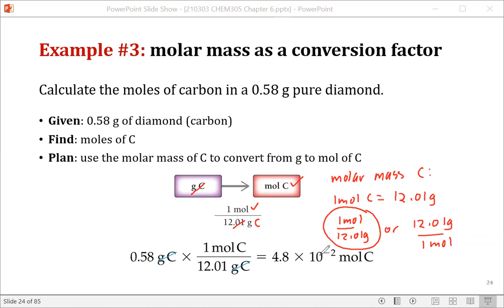So then when we set this up, 0.58 grams of carbon times 1 mole divided by 12.01, you can see our grams of carbon cancels out, and you get 4.8 times 10 to the negative 2 moles of carbon. And we rounded that to 2 sig figs because we had 2 sig figs in our given. We had 4 sig figs in our molar mass. So the final answer will have 2 sig figs.